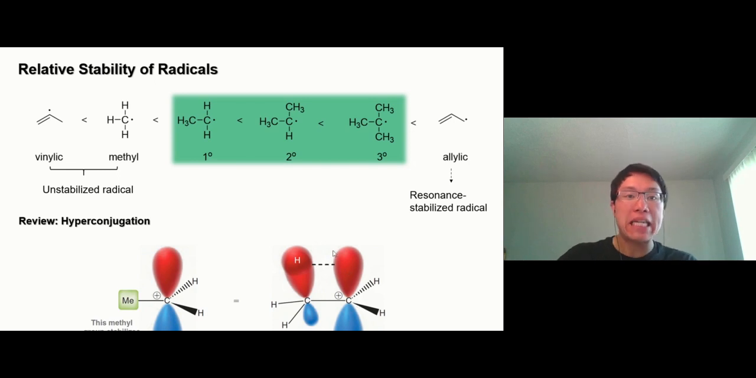Okay, the stability of the radical. Well, similar to the carbocation. If you still remember carbocation, right? Tertiary carbocation is the most stable compared to secondary and primary. And that's because of the hyperconjugation. It's been a minute since you learned hyperconjugation. Let's review it real quick, all right?